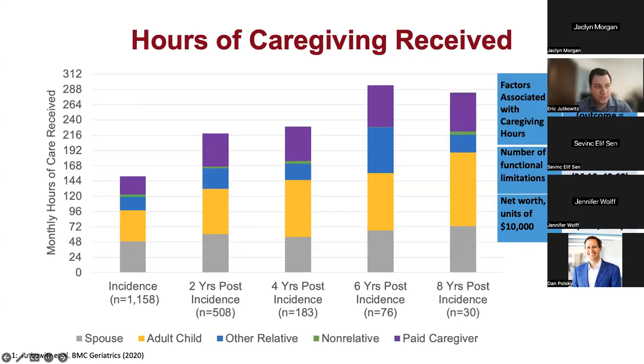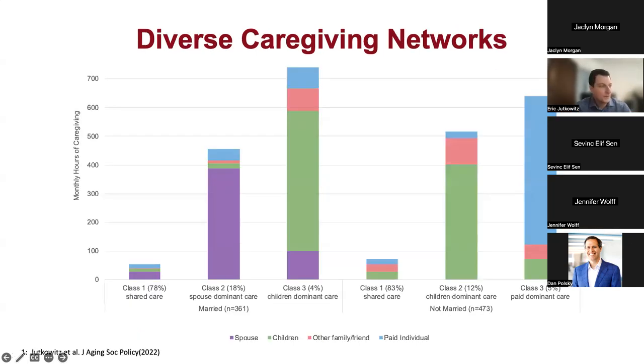Factors associated with receiving more care, maybe not surprising, but having more functional limitations was associated with receiving substantially more family, friend caregiving, as well as the wealth of the person with dementia. So the previous slide was about, over time, longitudinally, the amount of care provided by family and friends to people with dementia. We were interested in disentangling, at a point in time, the variation in caregiving networks.